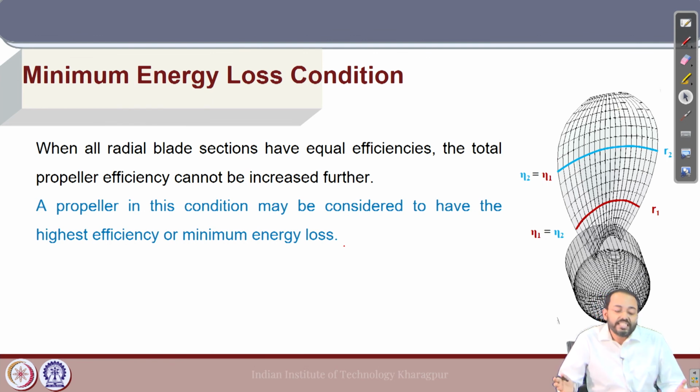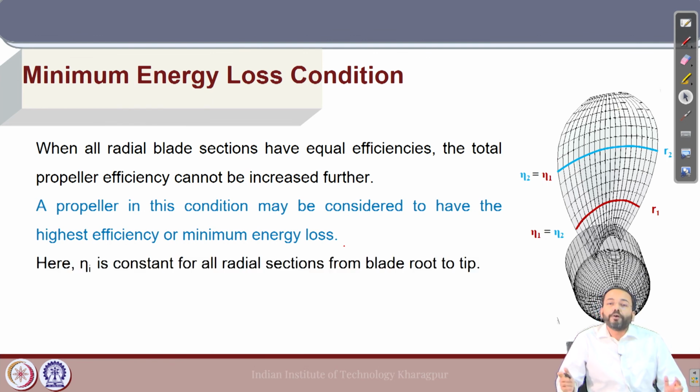This is the condition where all the propeller sections have the same efficiency right from the blade root to the tip. That propeller will have the highest efficiency in the ideal case, which is also called the minimum energy loss condition, or the Betz case, which was defined by Betz. In that case, eta I, the ideal efficiency given by tan beta I, will be constant across the radius of the propeller blade. So, this will be the part of circulation theory for propeller blades.